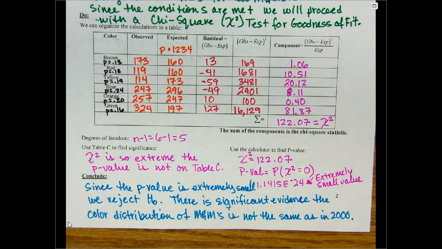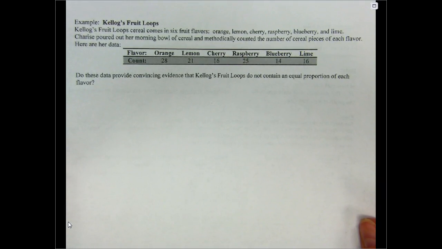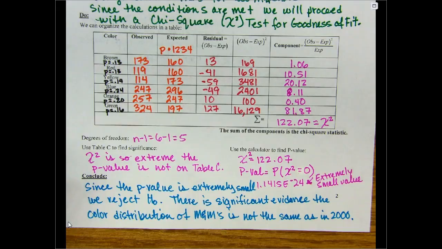Then on the back page of your notes is one to try on your own. I will do this one, and I will copy it and put it on Google Classroom, the key, so you can check your work. All right, that was long.